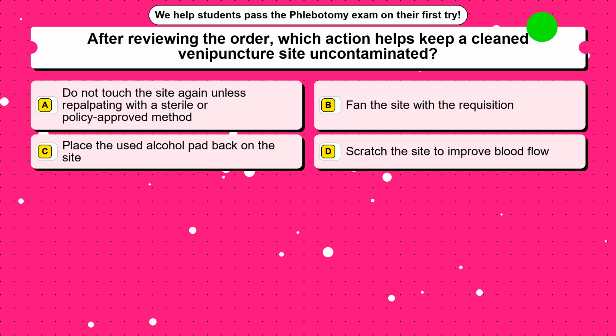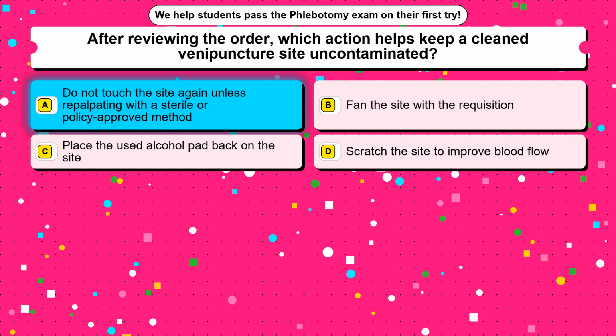Question 99. After reviewing the order, which action helps keep a cleaned venipuncture site uncontaminated? Option A. Do not touch the site again unless repalpating with a sterile or policy-approved method. Option B. Fan the site with the requisition. Option C. Place the used alcohol pad back on the site. Option D. Scratch the site to improve blood flow.